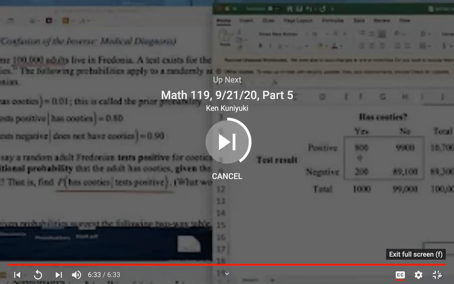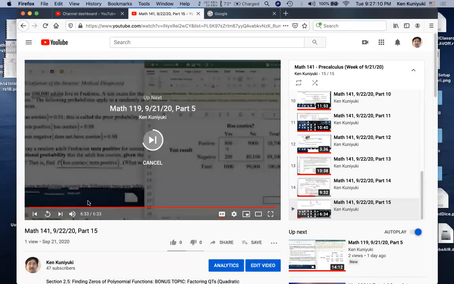All right. Factoring QDs without guessing. That's a nice thing to know. All right. So that's that.